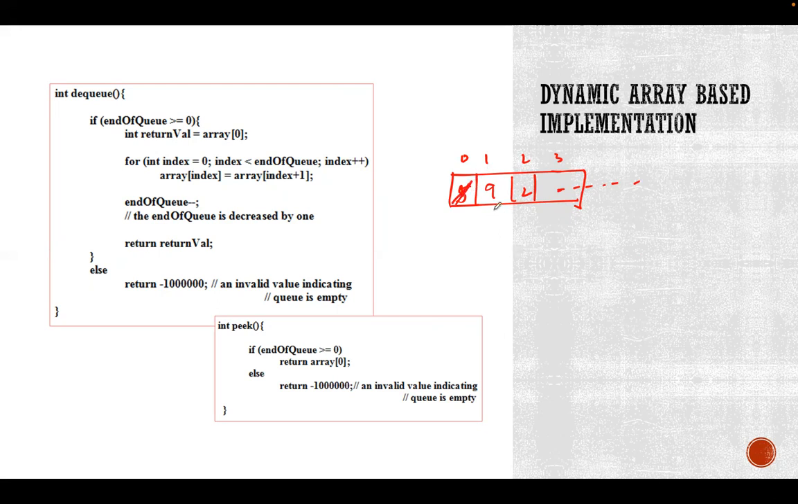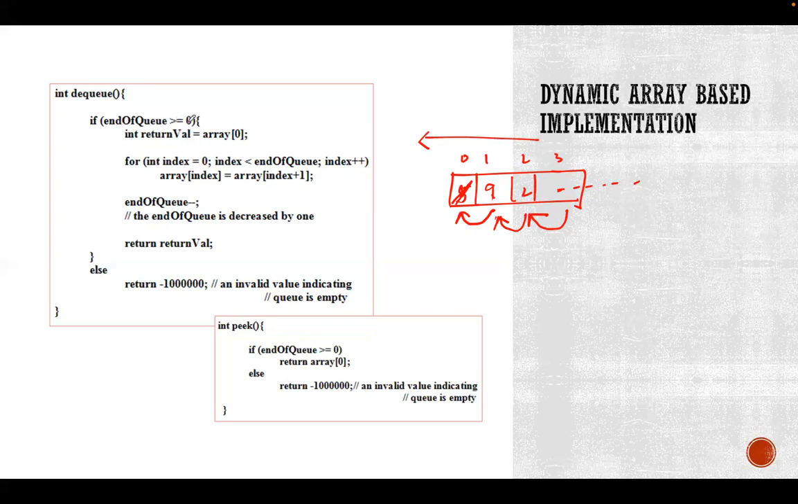That means we have to shift all the items from the array. So index 1 will be at the index 0, index 2 will be at the index 1, index 3 will be at the index 2. Means I'm trying to say that the value at index 1 will be at index 0, the value from index 2 will be at index 1, the value from index 3 will be at index 2. That means we're shifting all the values from the array.